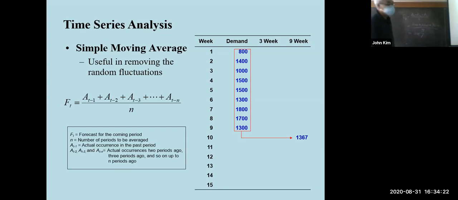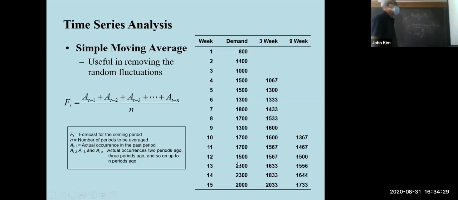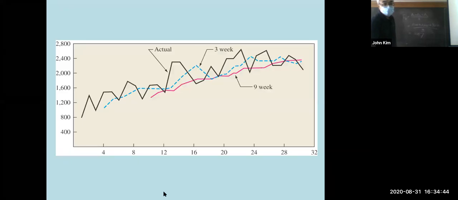Next term, and next term, and so on. So this is a simple moving average. Now, for the coronavirus data, they use 7-day moving average. And next one, by the way, the black one is actual. And then the blue dot is 3 weeks. And the red line is 9 weeks. So more terms make a smoother, flatter forecast.